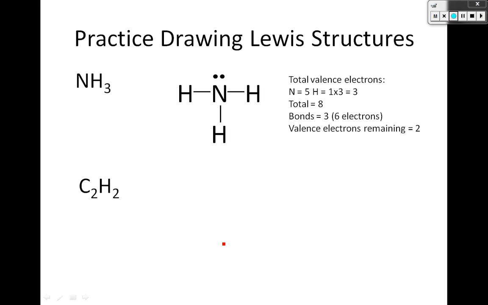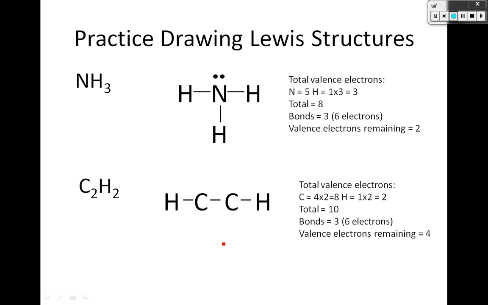Okay, so this is what you should have gotten. You should have started with carbon as the central atom, because remember, hydrogen can't be a central atom. And so we've got the 2 carbons in the middle with the 2 hydrogens. Now, let's break it down again. The total valence electrons from carbon is 4 per carbon times 2 is 8. From hydrogen, it's 1 times 2 hydrogens is 2. 8 plus 2 is 10.